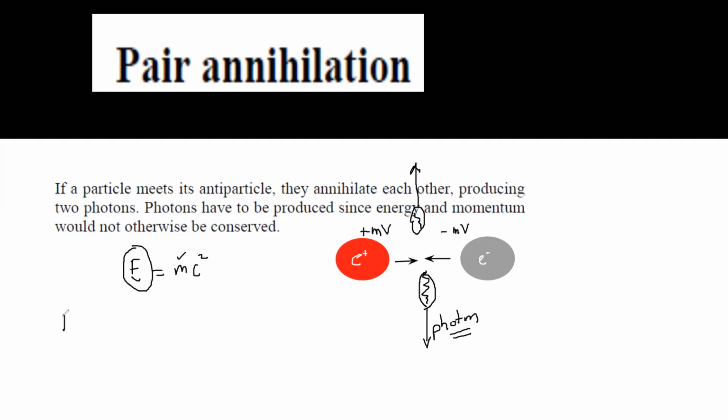For example, if I say after calculation I get the energy as 30 joules. So if the energy released is 30 joules, the total energy, what is the energy of each photon? The energy of each photon will be half of what is released. So that will be equal to 15 joules.